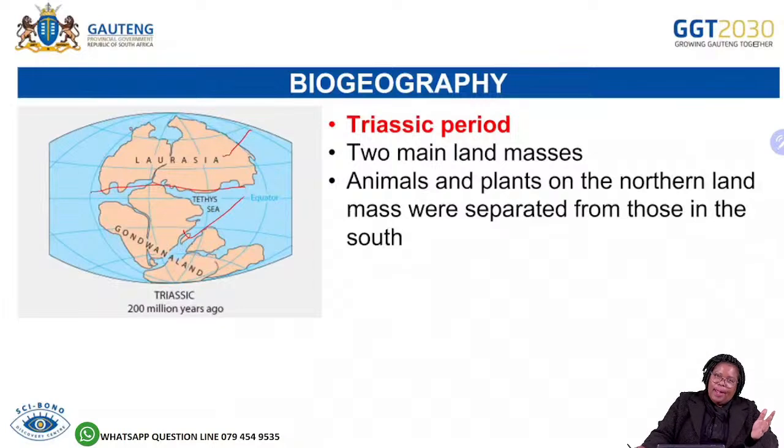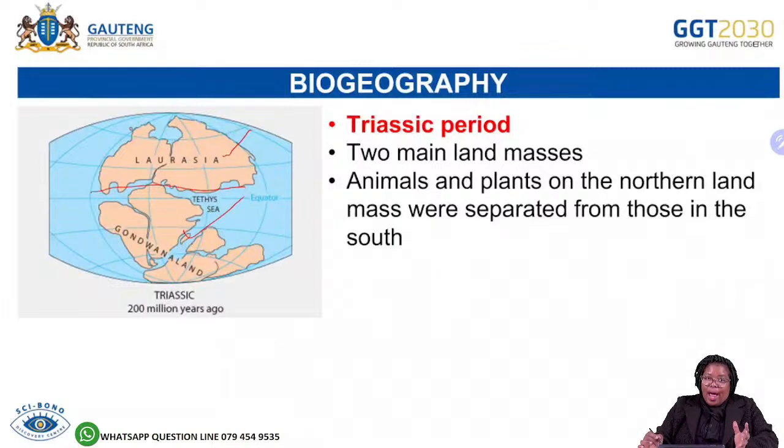So the Pangea, over a period of time, which is 200 million years ago, divided into two continents, that is Laurasia and Gondwana land. Now, what is happening there? Two main land masses. Can you see? We've got two main land masses.